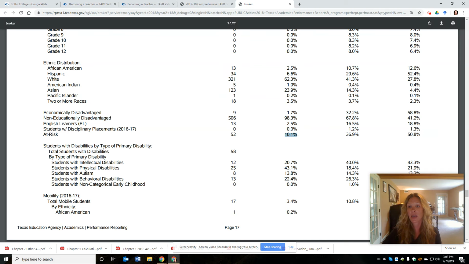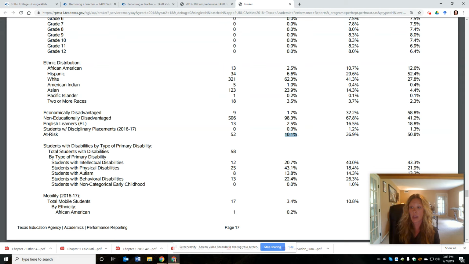Now, at risk can mean a number of things. It can mean economically disadvantaged, so it can include that number. But each state defines what at risk means. For the state of Texas, it also means that maybe they failed a grade level. It could mean that they failed the STAAR test. It could mean that the student is pregnant. It could mean that they're an English language learner. So there are lots of things that put students, according to Texas, in the at risk of dropping out or failing category.